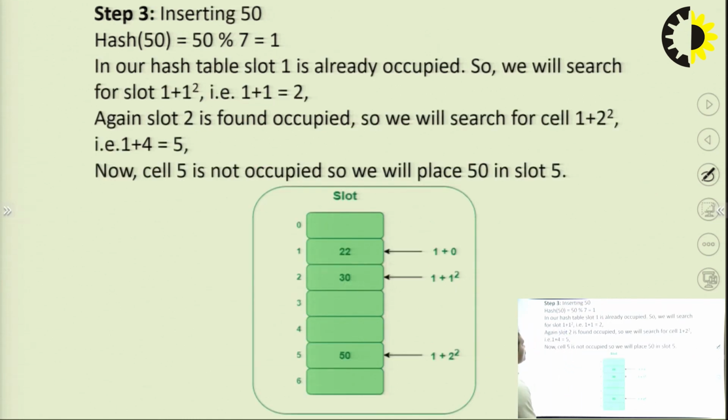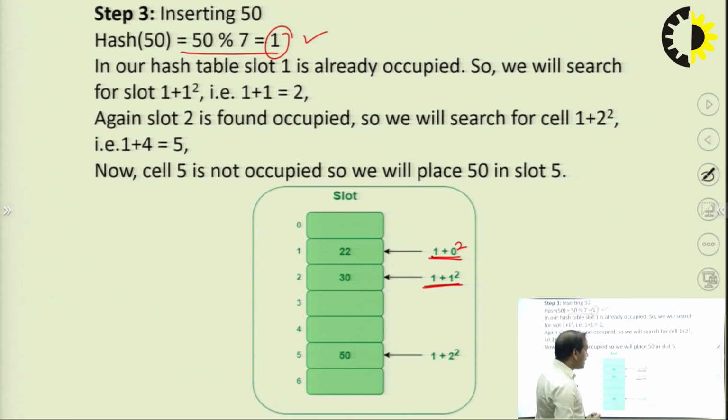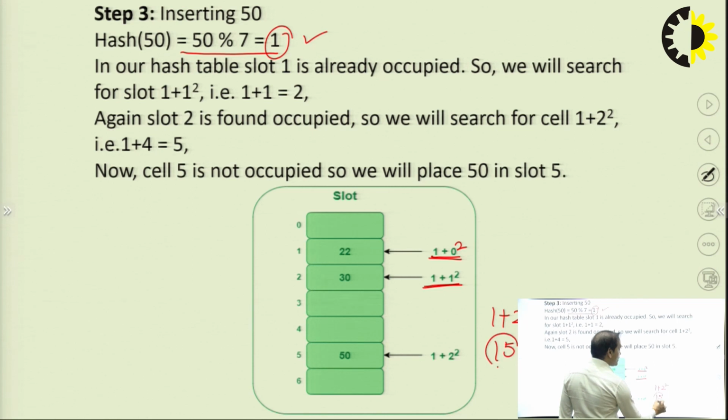Now if we want to insert 50, the location calculated is 1. Then what will we do? The first position is already occupied by 22. Then what can we do? We do it like this: 1 plus 0 square. 0 square is 0, hence there is no change of value. Now the second position is 1 plus 1 square, that would be 2. 2 is already occupied. Now the next position is 1 plus 2 square, that would be 5.